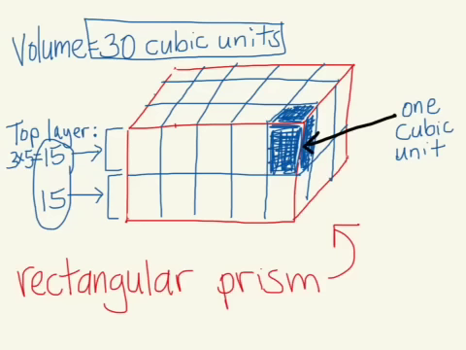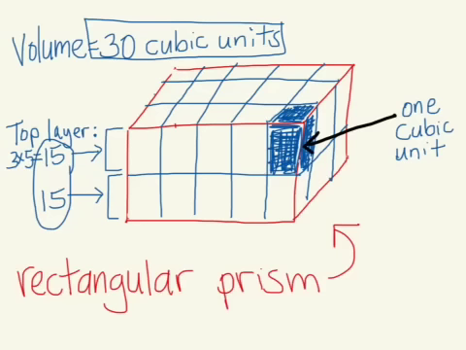But is it going to be reasonable to count blocks every time we want to calculate the volume? What if it was a huge container, like a swimming pool or something? You really want to count how many blocks are going to fit in a swimming pool? There must be a shortcut. And luckily for us, yes, there is.